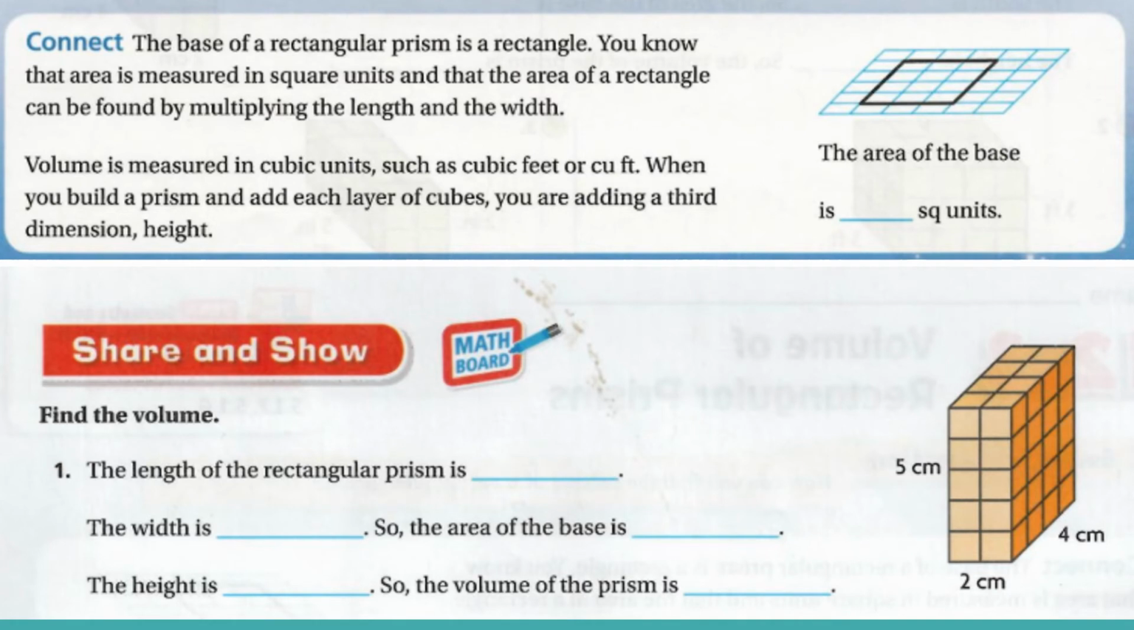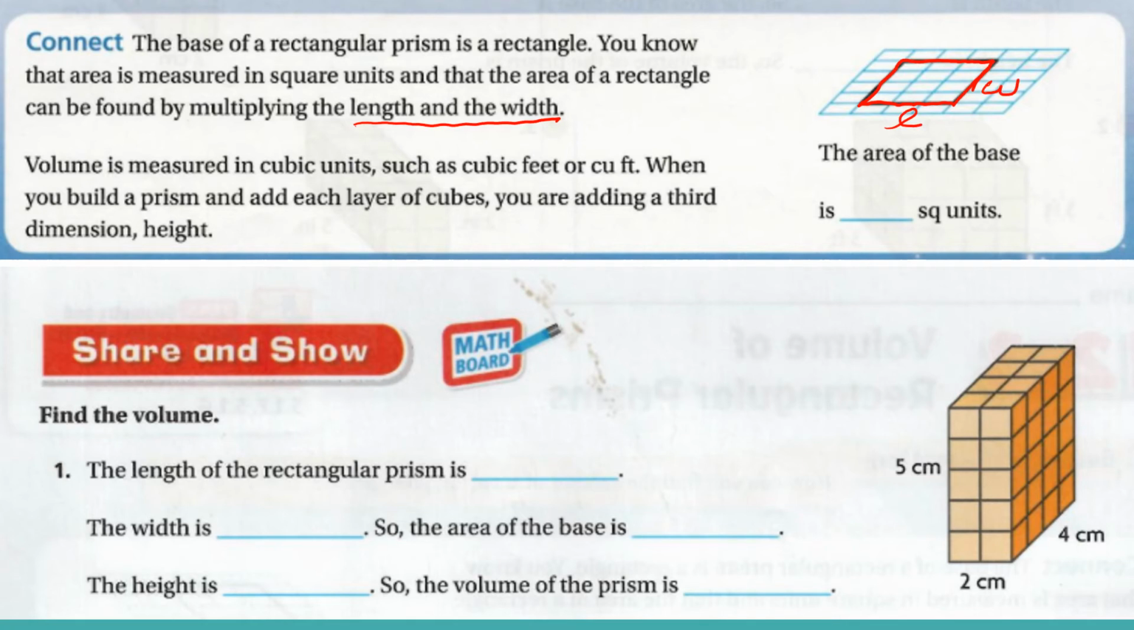So in your notes here, the base of a rectangular prism is a rectangle. So this is my rectangle right here. This is where that big B comes in. The base is what the object sits on. You know that area is measured in square units and that the area of a rectangle can be found by multiplying the length and the width. So multiply the length times the width.